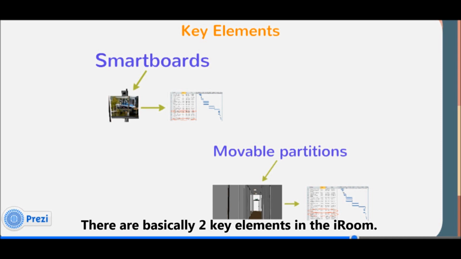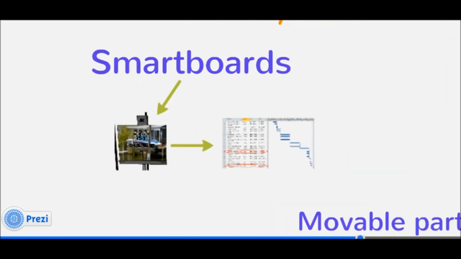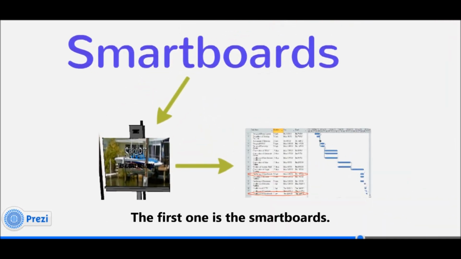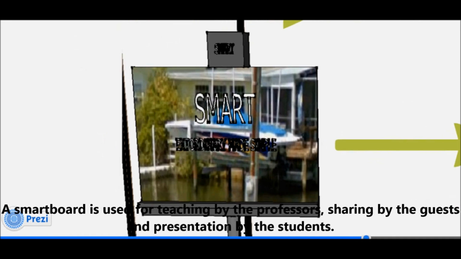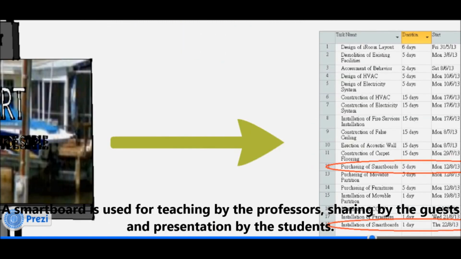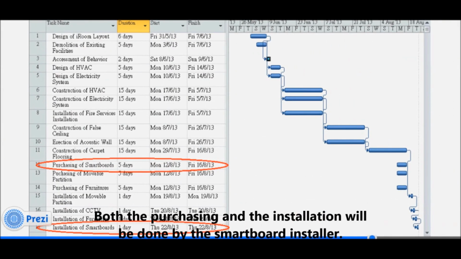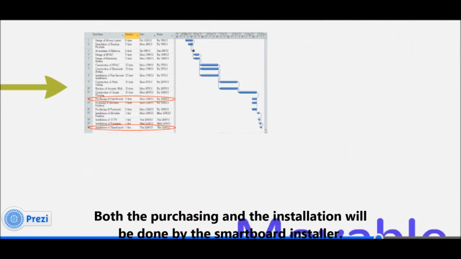There are basically two key elements in the iRoom. The first one is smart boards. A smart board is used for teaching by the professor, sharing by the guests, and presentation by the students. Both the purchasing and the installation will be done by the smart board installer.